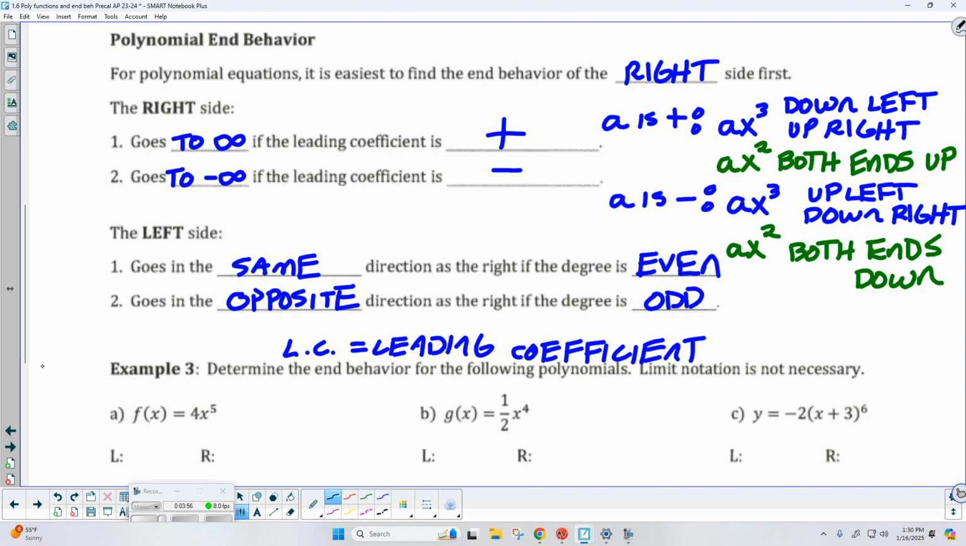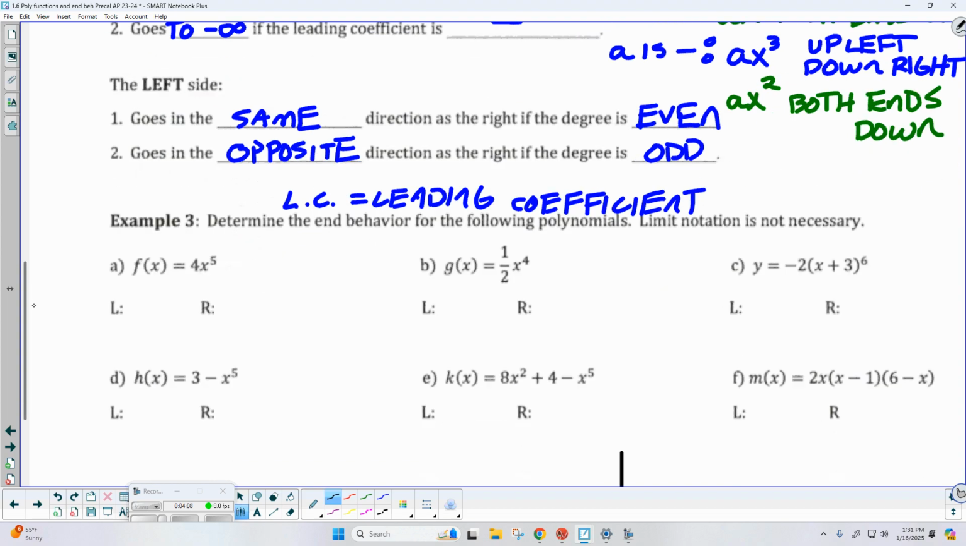It's going to flip it. So it's up on the left and it's down on the right. Okay, and you may have even talked about this back in Algebra 2. Does any of this seem familiar? Maybe kind of, sort of? Okay, well, let's look at some examples here.